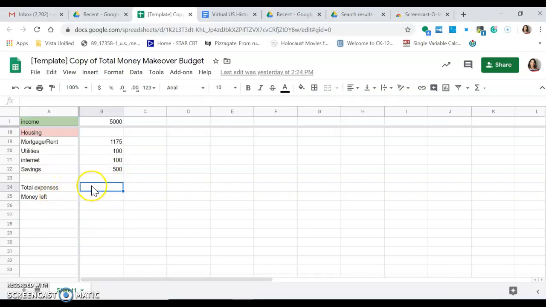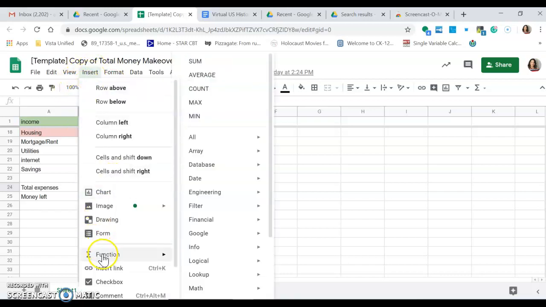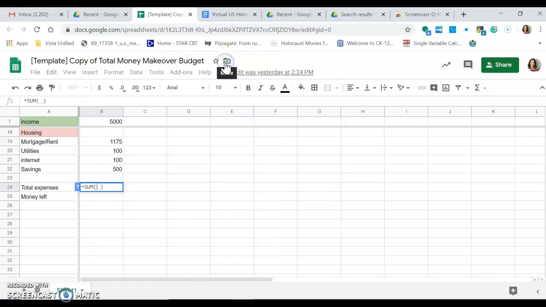So one thing that people got confused about was, how do I add up my total expenses? Some people just added them all up and put that number there, but when you change your numbers up here for your expenses, that means you have to change this too. So I'm showing you a way where you don't have to do that. Once you have the total expenses cell clicked on and highlighted, you're going to go into Insert, and then down to Function, and then up to Sum.